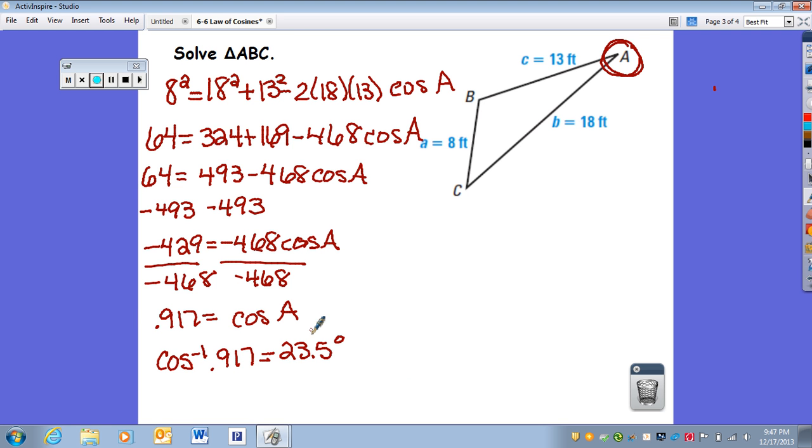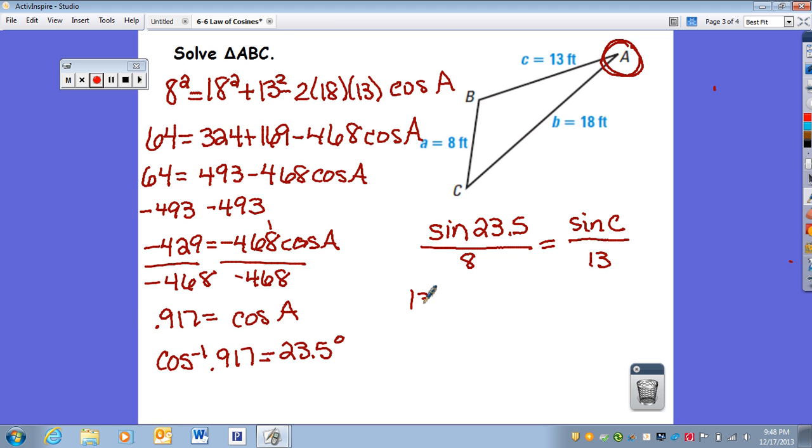Now, once we know one of the angle measurements, again, it might be best to go back to the law of sines to find one of our other angles. And so let's set up the proportion in order to solve. So if I have the sine of angle A, which we calculated as 23.5 degrees, and we're going to set up a ratio which would then put that over the measurement of side A, which is 8. And then we can set that equal to the sine of C over the measurement of its side, which is 13.